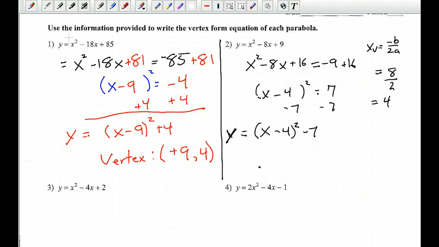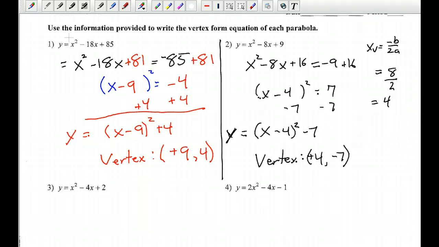Same thing you got here. Vertex is 4. Positive 4 on a negative 7. So always the opposite sign from inside the parentheses. So you could confirm it, do a little small calculation just to make sure.